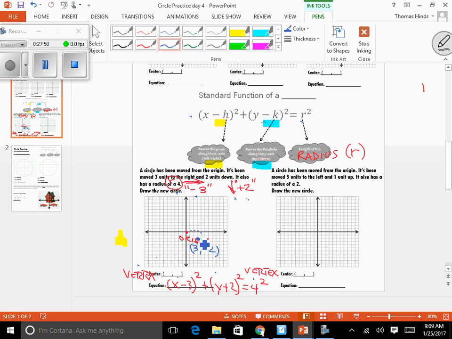Yours is good. I saw a lot of good stuff, so I'll just say it. They did 5 units to the left, which would be a 5, but you do the opposite sign. So I saw +5 on some of yours. I see that they did 1 unit up. But again, because of this, it has to be the opposite. So I saw a lot of -1s, and that was good. And I saw that radius 2.